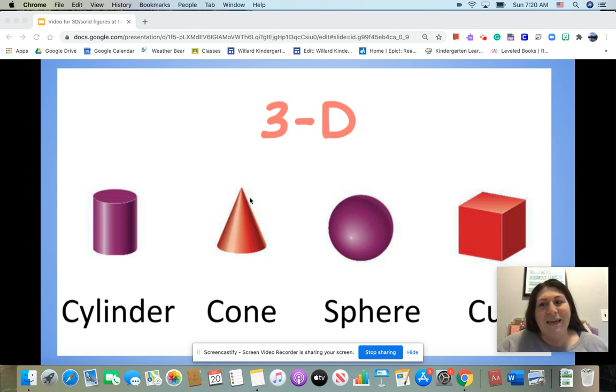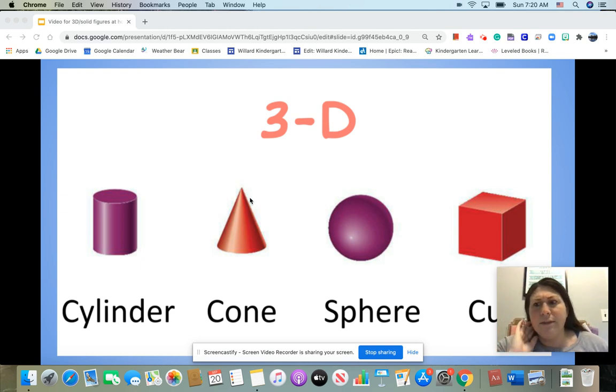Next one is a cone. A cone to me looks like a cone on an ice cream cone. So I pretend like I'm eating the ice cream. So I say cone. Then I have a sphere. A sphere is like a ball. So I pretend when I say sphere, like I'm throwing the ball. So I say sphere. The next one is a cube. A cube is like a dice, so I pretend like I'm making a cube with my hands. So those are the 3D shapes we talk about this year.